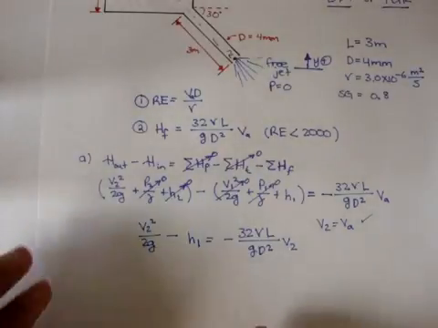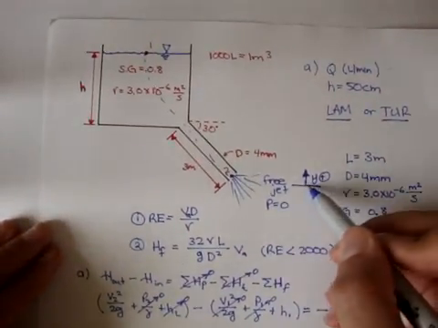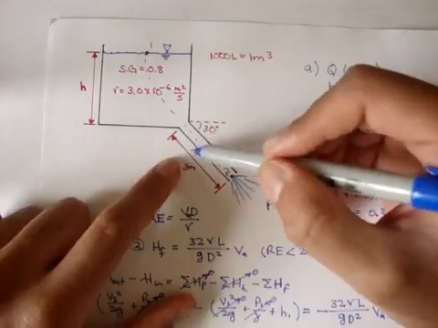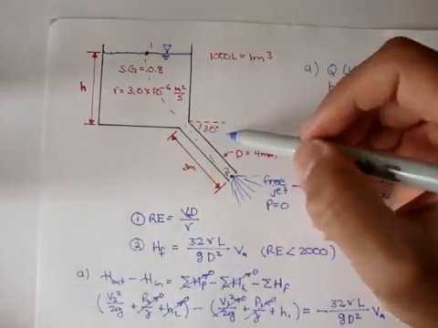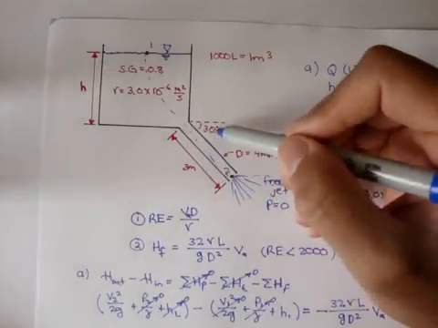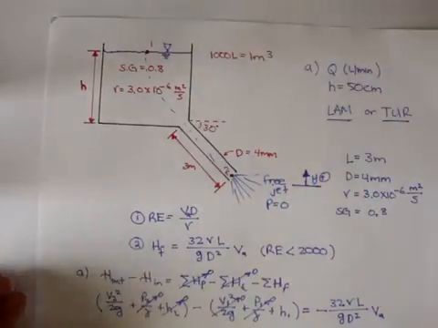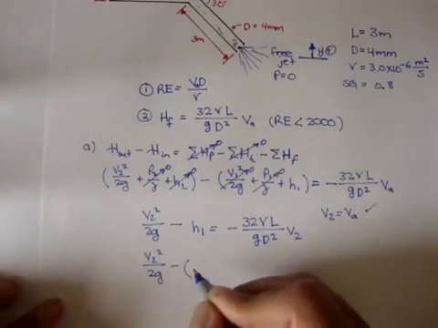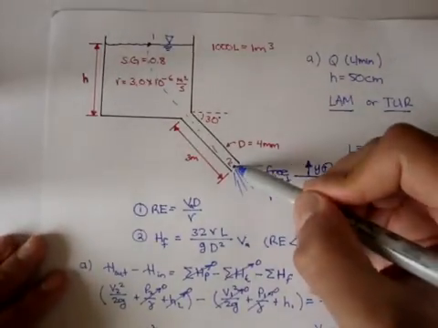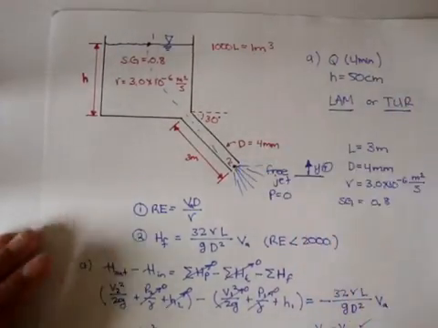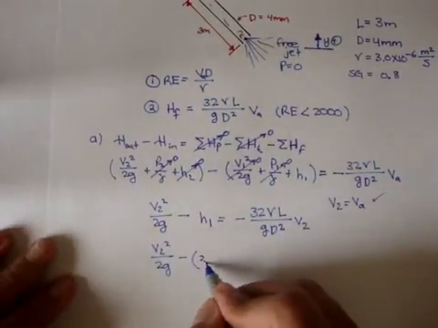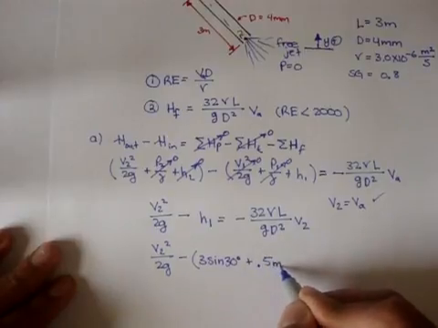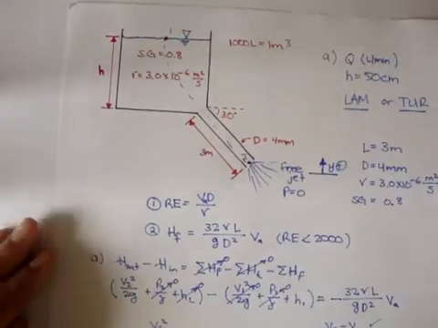And our height, would you agree our height from the datum to point 1 would be 3 meters sine of 30, which is this height up here, so 3 sine 30 plus h. So we can say V2 squared over 2g minus height 1, which is the height from the datum to point 1, which is 3 sine 30 plus 0.5 meters, right? Because 50 centimeters is 0.5 meters.